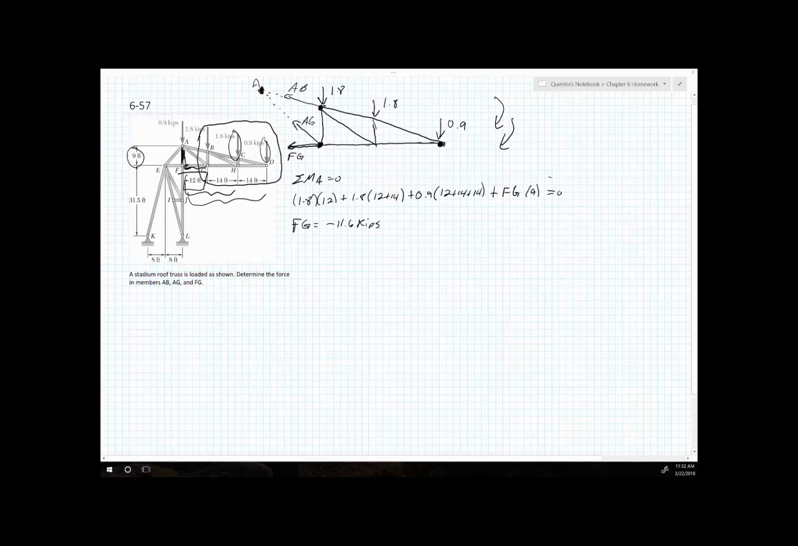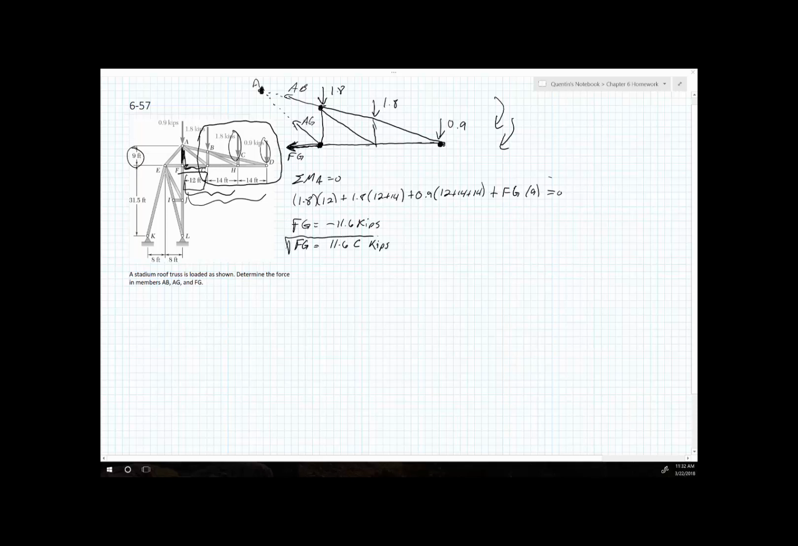Okay, so negative just means that I drew it in the wrong direction. Doesn't mean I'm a bad person. It's fine. Just drew it in the wrong direction. So therefore, FG is equal to 11.6 in tension or compression? Well, I drew it in this direction, pulling away from that point. The only way it pulls away from a point is if it's in tension. So I drew it in tension, and I got a negative. Therefore, this is in compression, 11.6 kips.